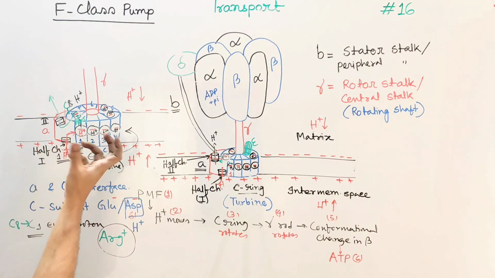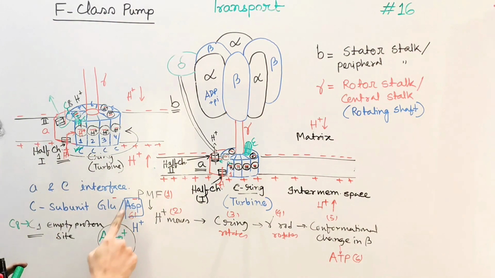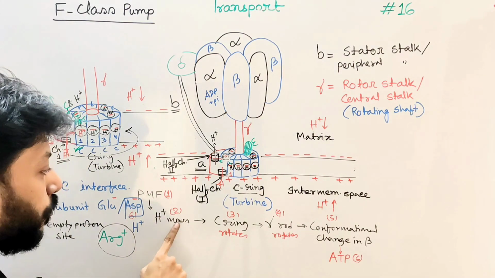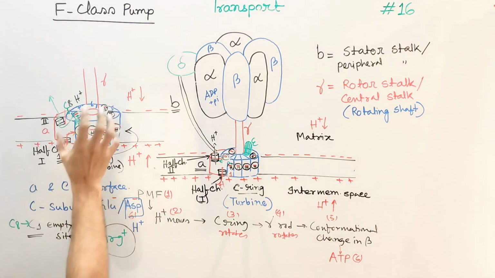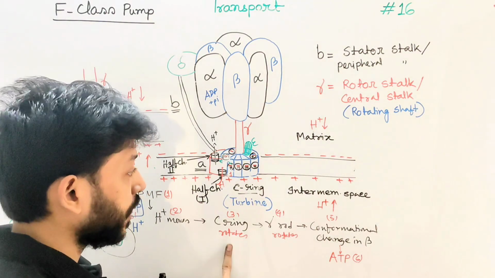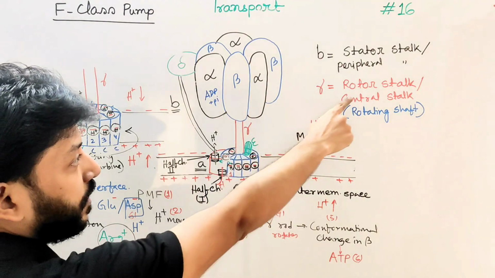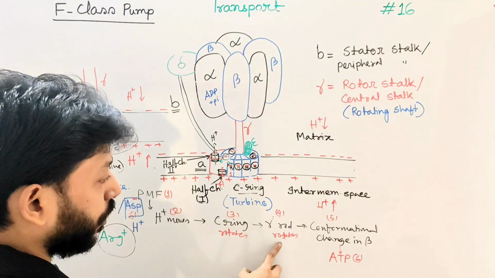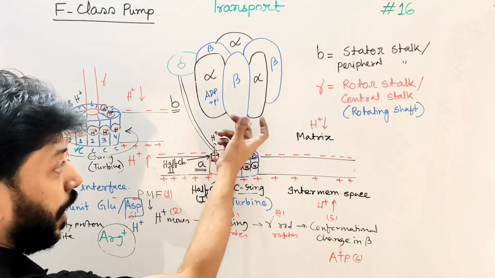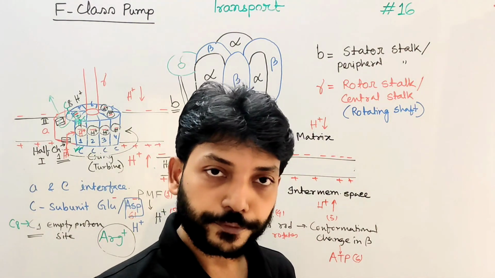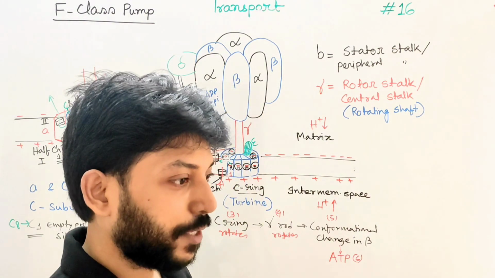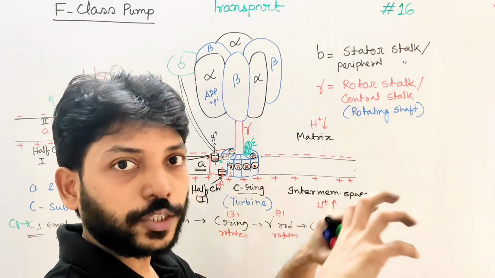So this C ring acts like a turbine, and the proton motive force is the first factor that helps in the movement of H plus ions through this C ring, and with the help of the A protein it causes the rotation of the C ring. Because this gamma, the rotor stalk, is tightly attached to this C ring, the rotation of the C ring causes the rotation of gamma. Now the gamma rotation can cause a conformational change mechanically, just like mechanically it changes the structure of the beta.